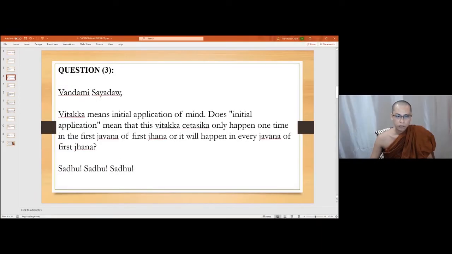Next question is, Vitaka means initial application of mind. Does initial application mean that this Vitaka cetasika only happens one time in the first javana of first jhana, or will it happen in every javana of first jhana? So Vitaka arises many times, with many mind moments before the first jhana, as long as it is not abandoned by the power of concentration, it can arise with many mind movements.